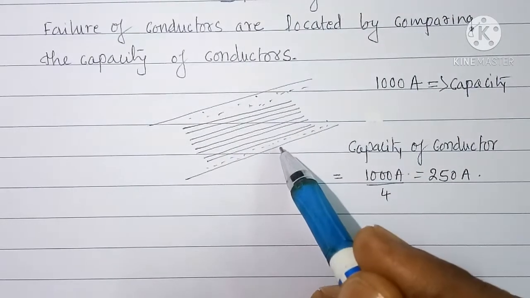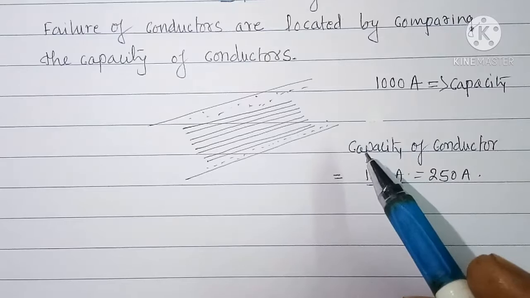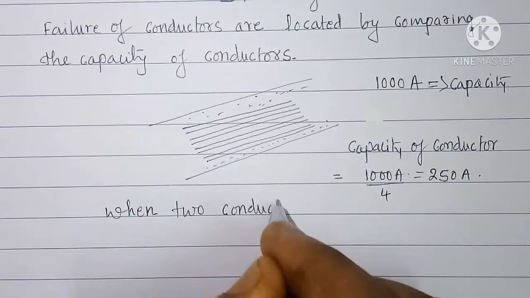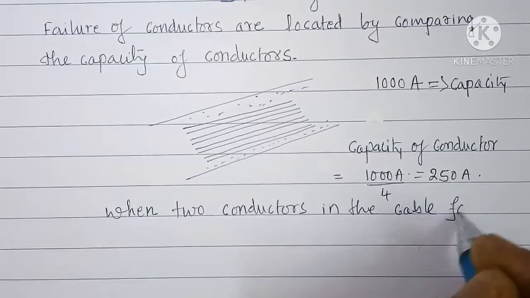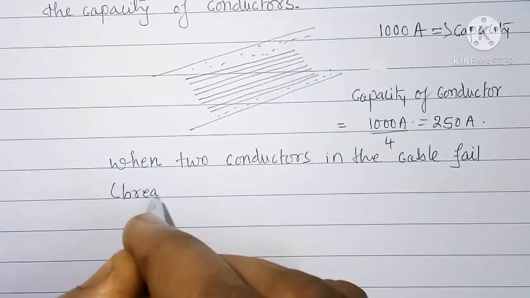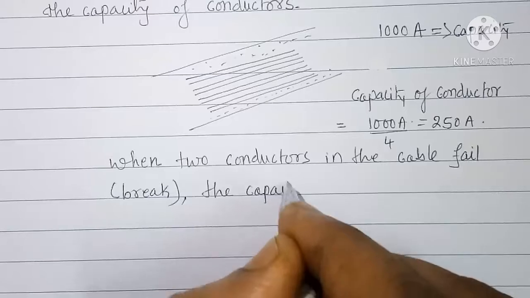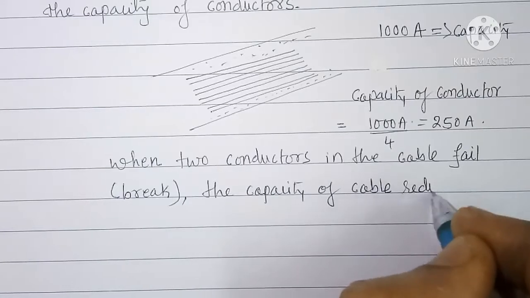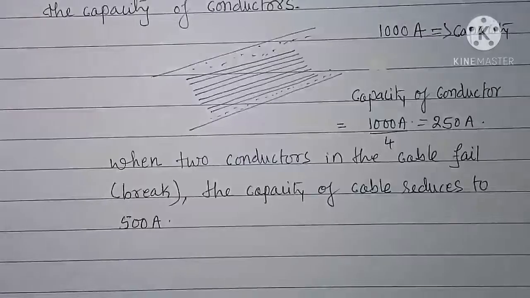Out of four conductors in this cable, if two conductors fail, that is if they break, failing here means breaking, the capacity of cable reduces to 500 ampere.